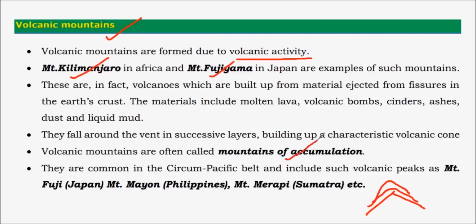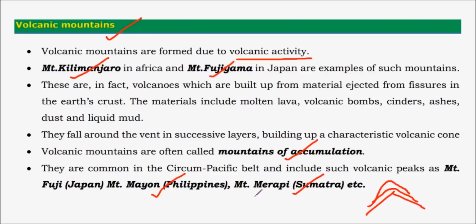These are also called mountains of accumulation, because each time the magma flows out, it leads to accumulation of rock content, one layer above the other. A few more examples of these kinds of volcanic mountains are Mount Fujiyama, which we have seen is in Japan, Mount Mayon in the Philippines, and Mount Merapi in Indonesia. There are various other important volcanic mountains, like Mount Krakatau, which is also in Indonesia.